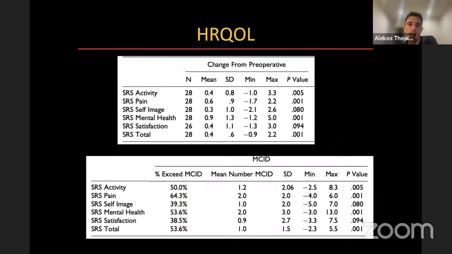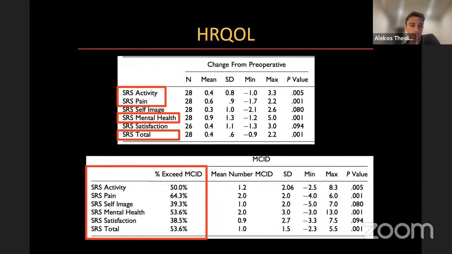In terms of HRQLs, you can see here from the SRS domains, there were significant improvements in activity, pain, mental health, and the total score. And you can see here the percent that exceeded MCID in those cervical to pelvis fusions. I think the lowest was self-image and satisfaction, but activity, pain, mental health, and total improved.